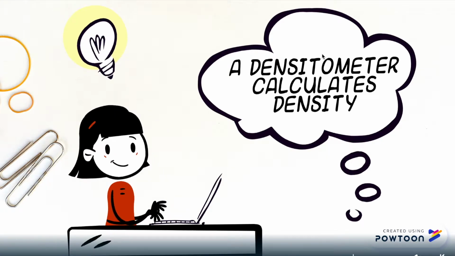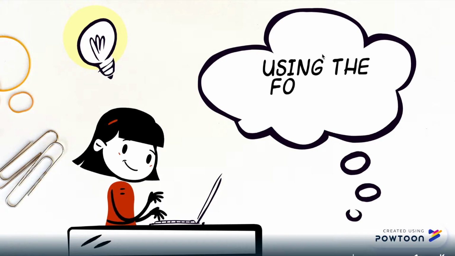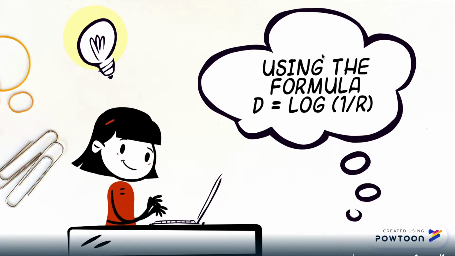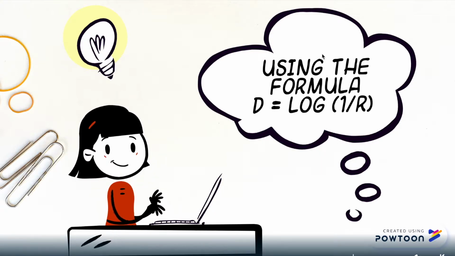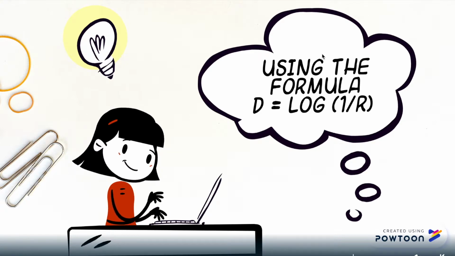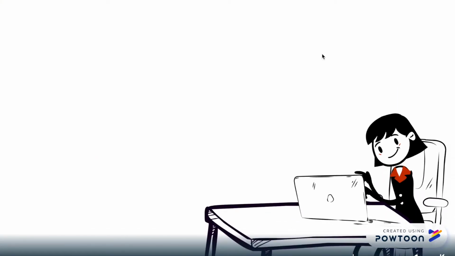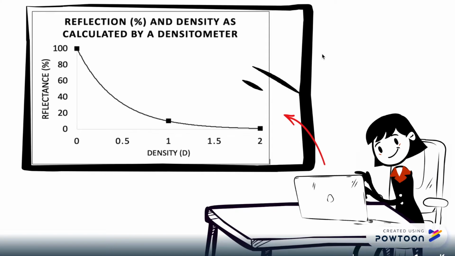The formula that we use to do this is density equals log of 1 over r, where r is the reflectance. From the equation, we can see that there is an inverse relationship between density and the reflectance. This inverse relationship between density and reflectance is shown on the graph on this slide.